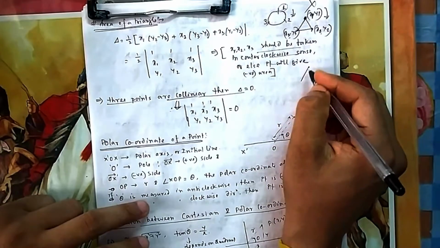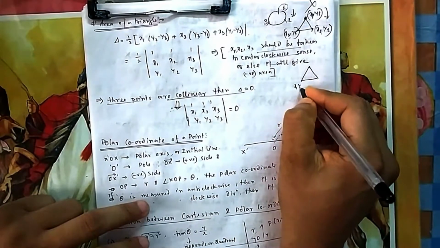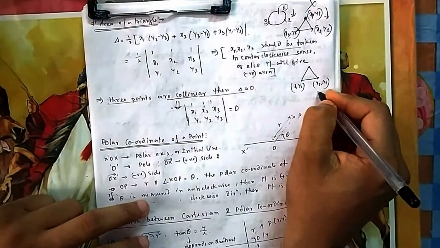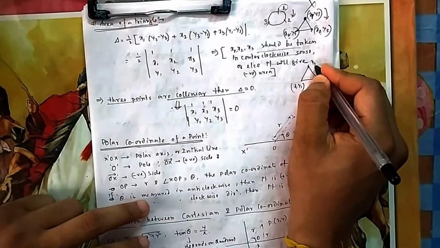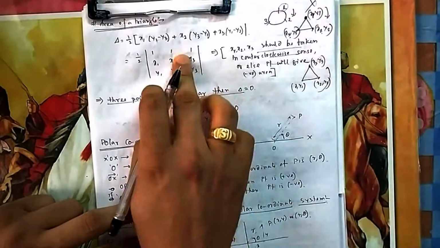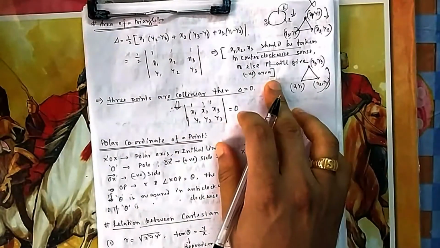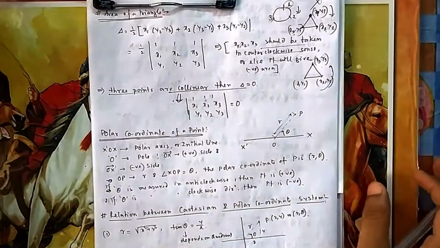There is no harm. So if I take this one x1 y1, then which one should be x2 y2? This one, because I am going in the anti-clockwise direction, this direction. So this one should be x3 y3. So this should be standard. If you put it here, then you will get a positive area. The value will be the same. If you get negative, don't worry, you just change it.